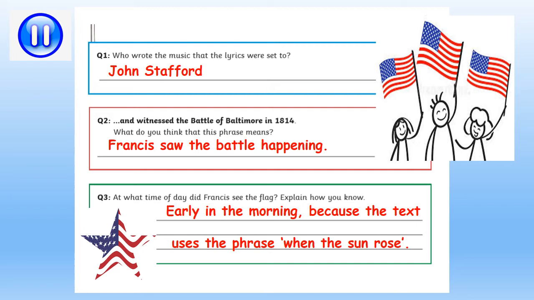Question 2. And witnessed the Battle of Baltimore in 1814. What do you think this phrase means? Well, if you witness something, you see it happening. And I think that Francis, the author, was able to write this poem because he actually saw the battle happening. So, as long as you've written something like Francis saw the battle happening or the author saw the battle happening, then that's great.